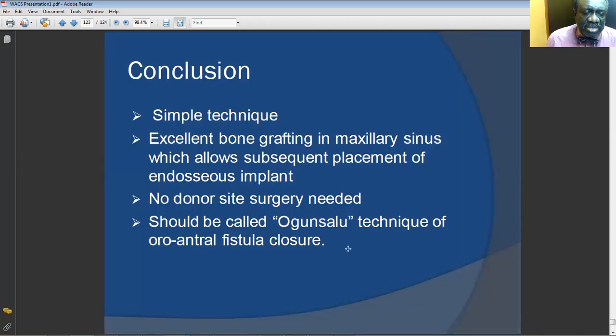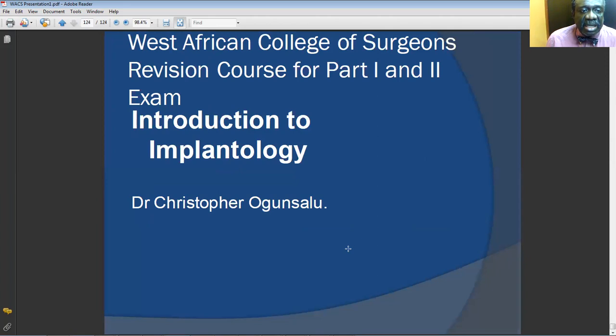So this technique is simple, excellent bone grafting in the maxillary sinus, which allows subsequent placement of endoosseous implant. No donor site surgery is needed, and we push for it to be called the Ogunsalu sandwich bone regeneration technique, and that is what it is.